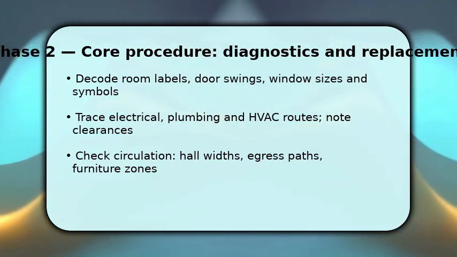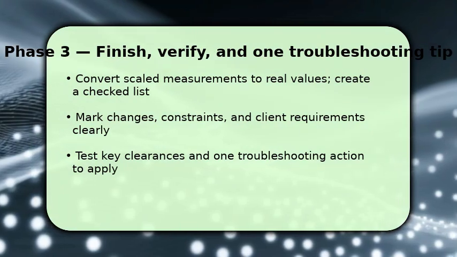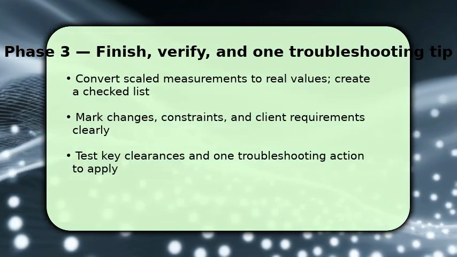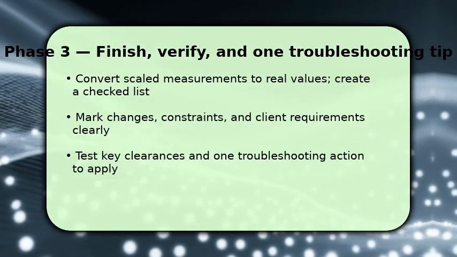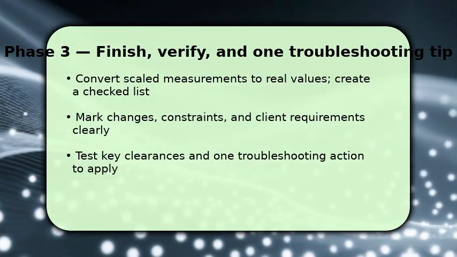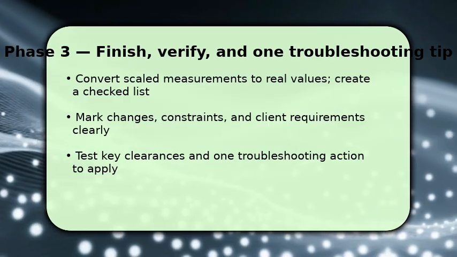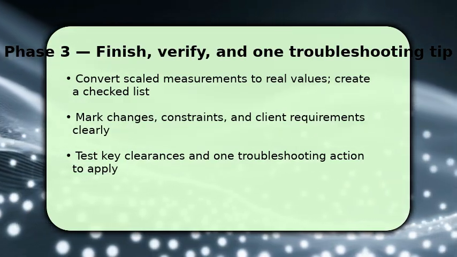Finish by converting scaled measurements into real values and producing a checklist for construction or design. Then mark required changes, constraints, and client requirements on the plan so nothing is missed. Test critical clearances, door swings, appliance fits, and corridors before approving.